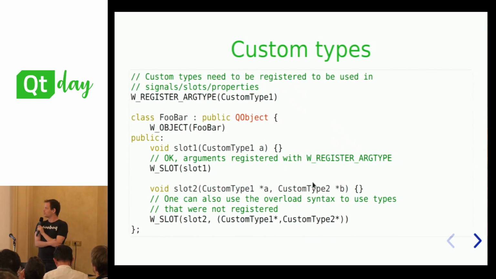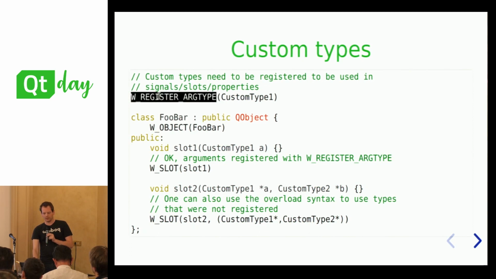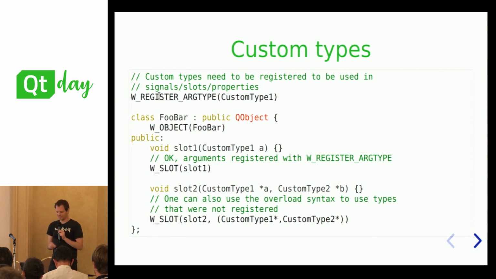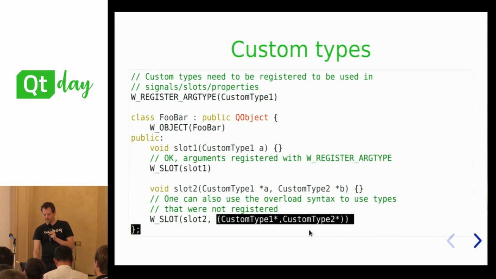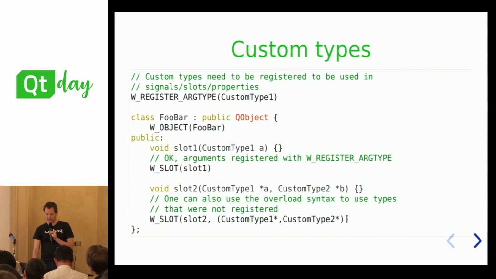If you have custom types, so that means types that are not the built-in Qt types, you need to register them to the system. So this is different from QMetaType. It's registering them to the Verdigris system, so you need to use W_REGISTER_ARGTYPE. If you do not do that, you will get a static assert reminding you that you need to do that. If you use this overload syntax, you also do not need to register the types because that also registers them.